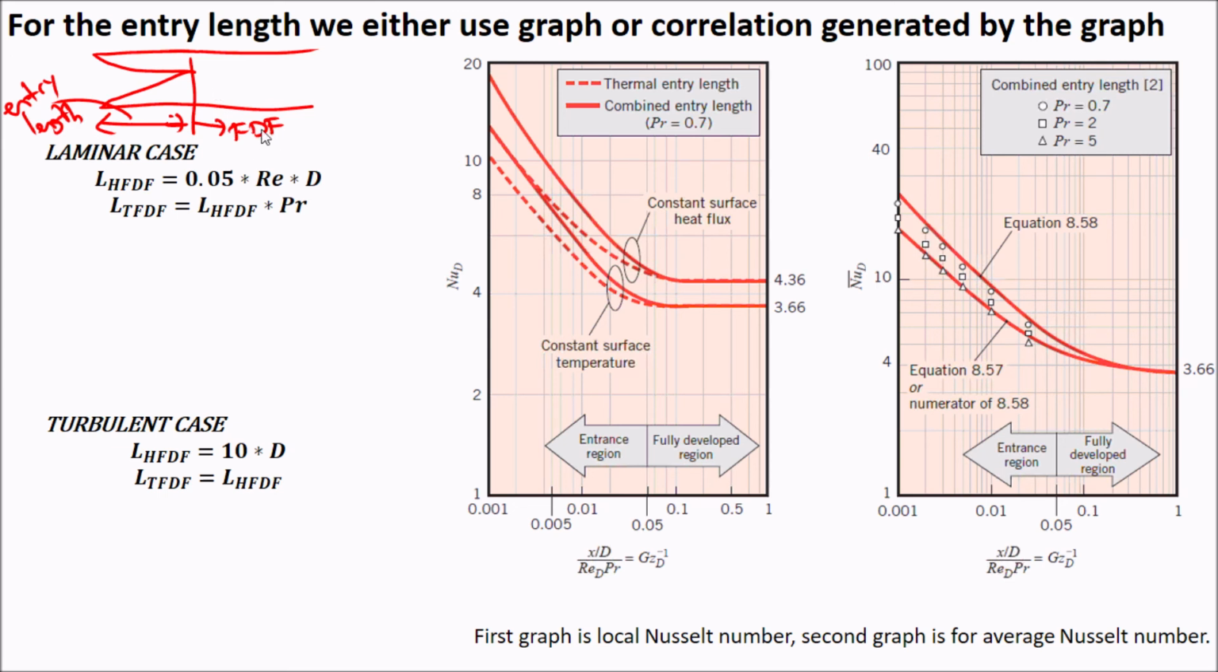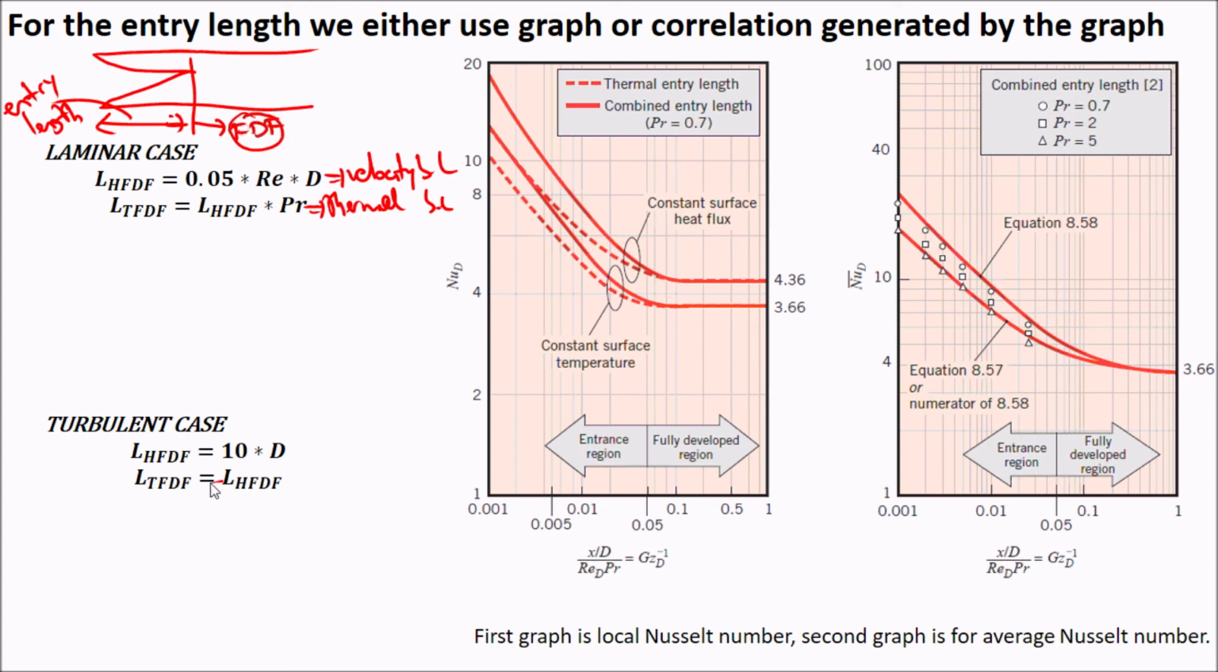And the correlations we have are for the fully developed flow part most of the time. To be sure that the equations are true or not, we have a check for the laminar case as well as the turbulent case. For the laminar case, if it is the velocity boundary layer, the length of the pipe should be at least 0.05 times Reynolds number times D to be a fully developed flow. For the thermal boundary layer, the length should be at least the length of the velocity fully developed flow times the Prandtl number.